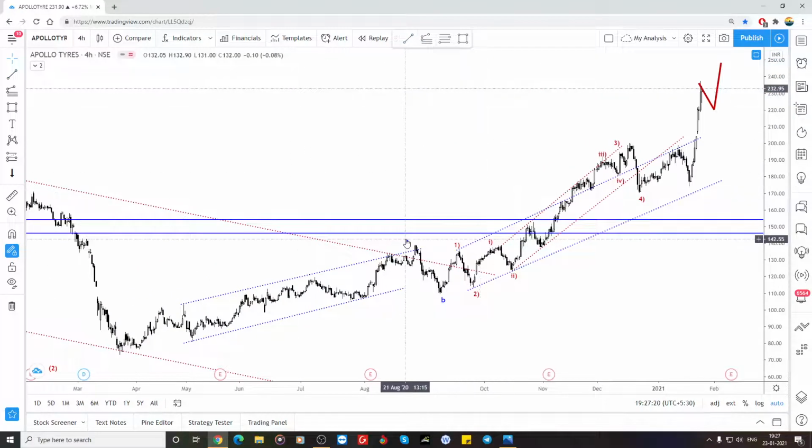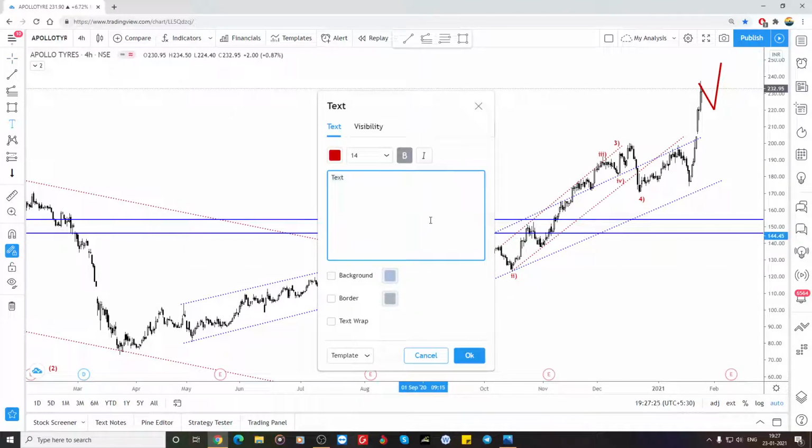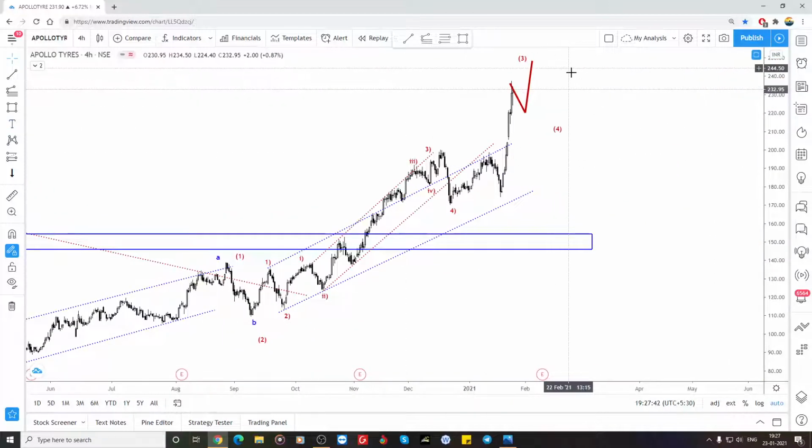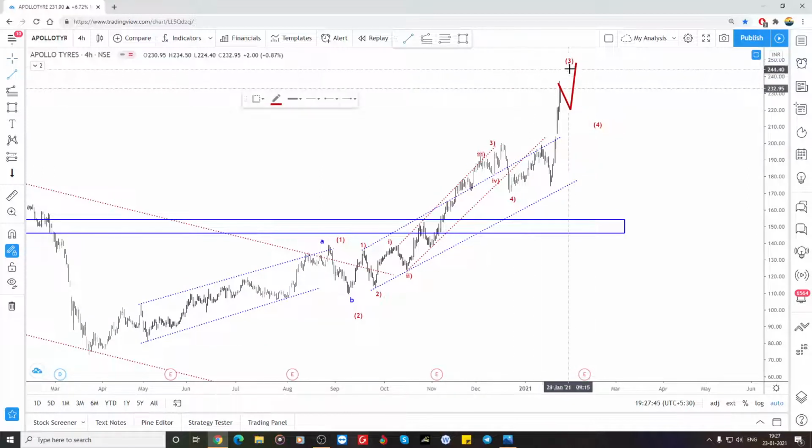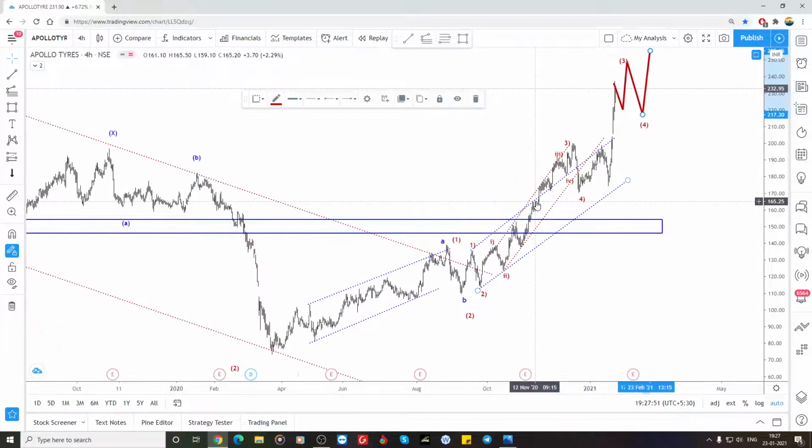So this automatically changes, we can do it as a wave 1, a bigger one. So this could be a bigger 2. So after the completion of that, here is a 3. After that 4, and then a fifth wave to the upper side is also possible. So I am just roughly drawing this. It can be like this.